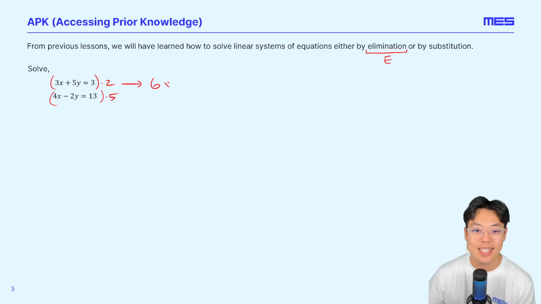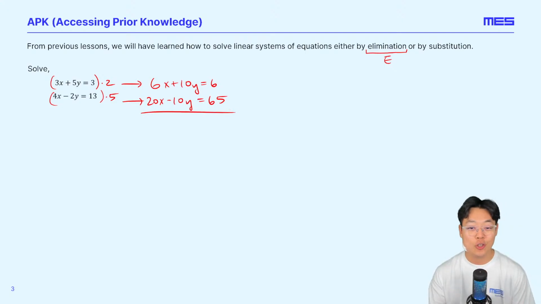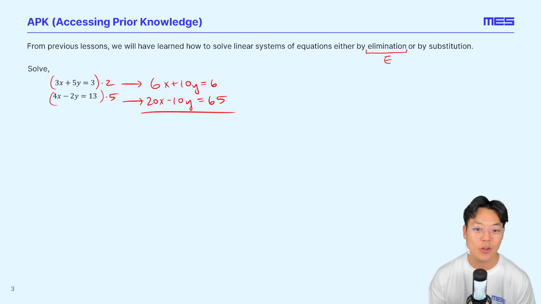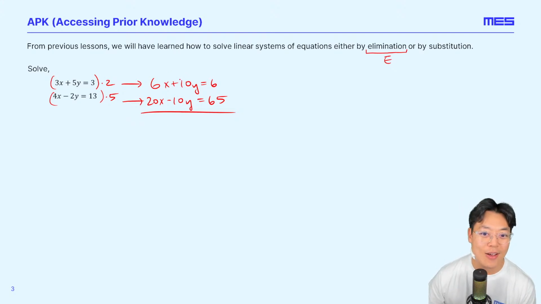This gives us 6x plus 10y is equal to 6. The bottom one gives us 20x minus 10y is equal to 65. Now, what we learned from our previous lessons is that we can add straight down since the plus 10y and minus 10y eliminate. Again, eliminate meaning it becomes 0. Two things eliminate one another.